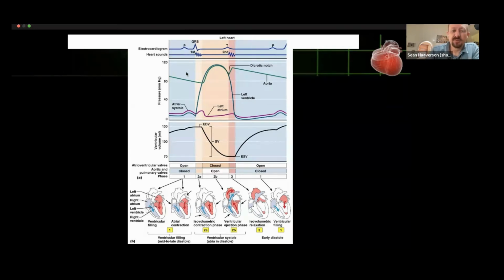If we follow the P wave straight down, the next thing that we see associated with it is this purple and this bluish color waveform. So this is pressure. This is showing what happens to the pressure in the purple line inside the atria. The blue line is inside the ventricle.